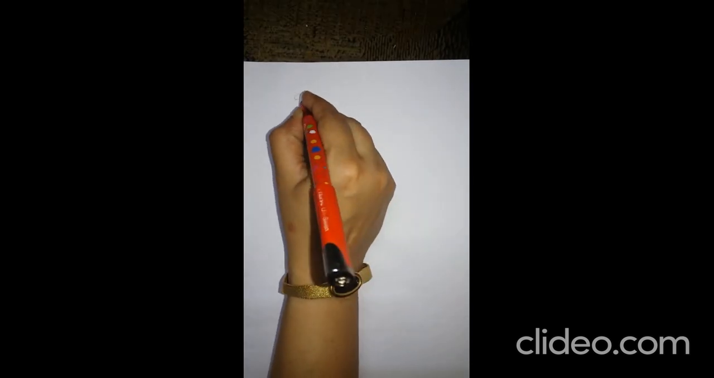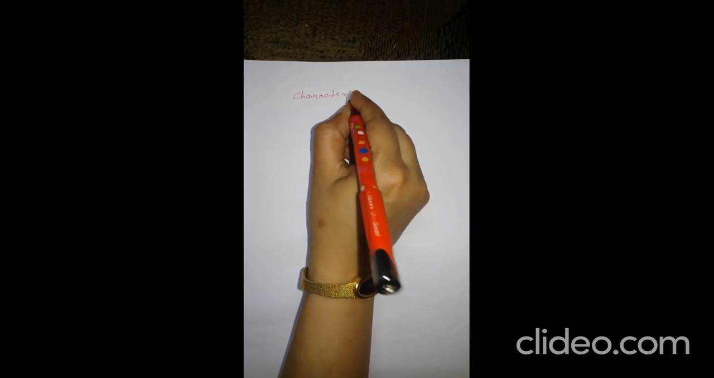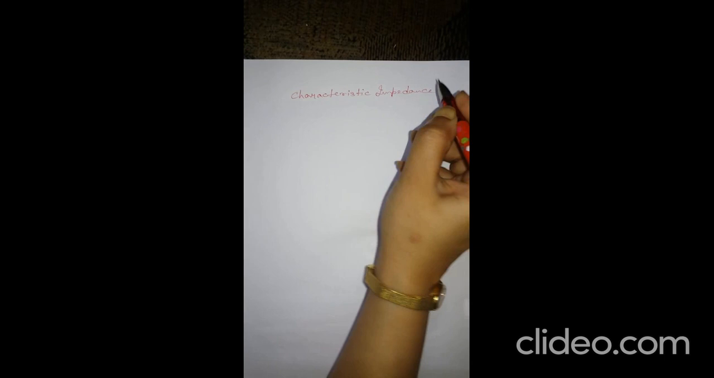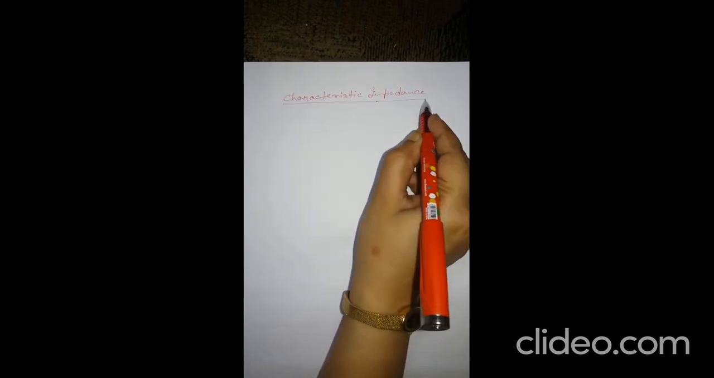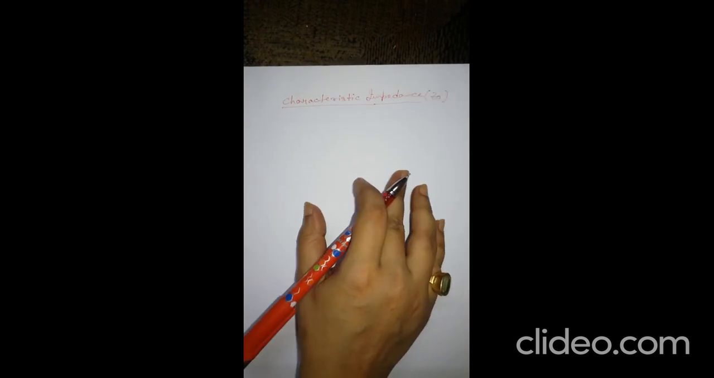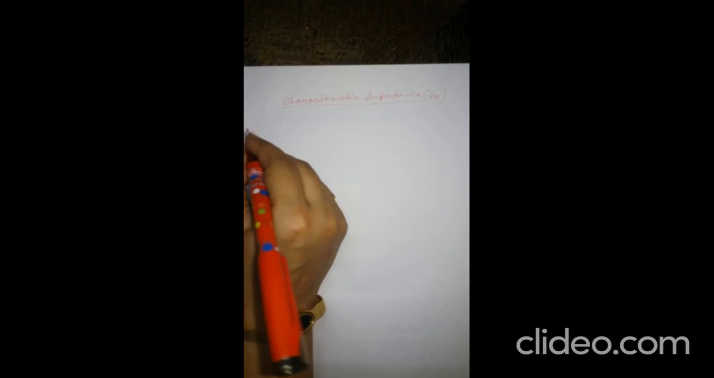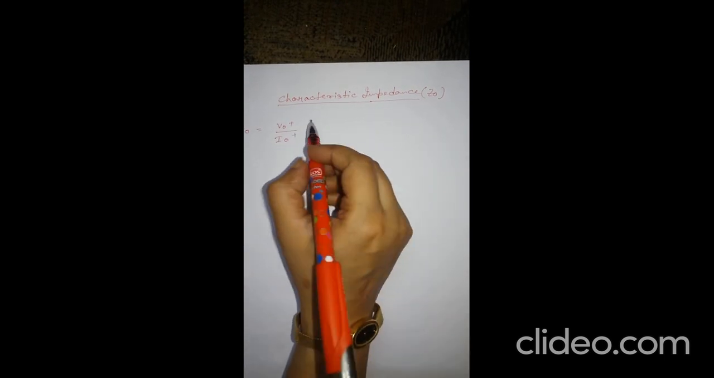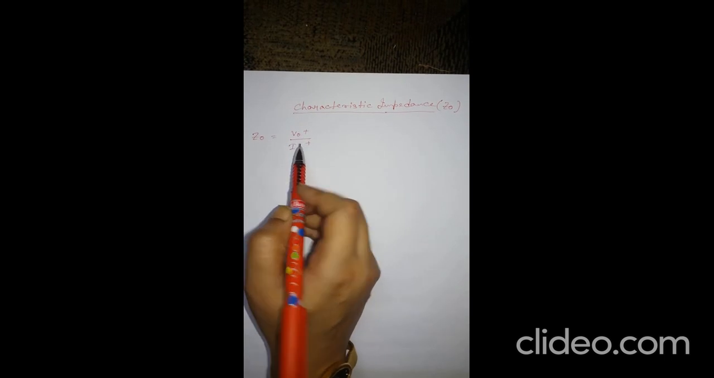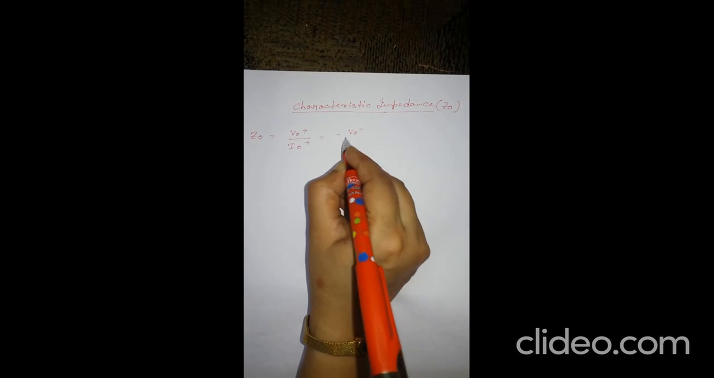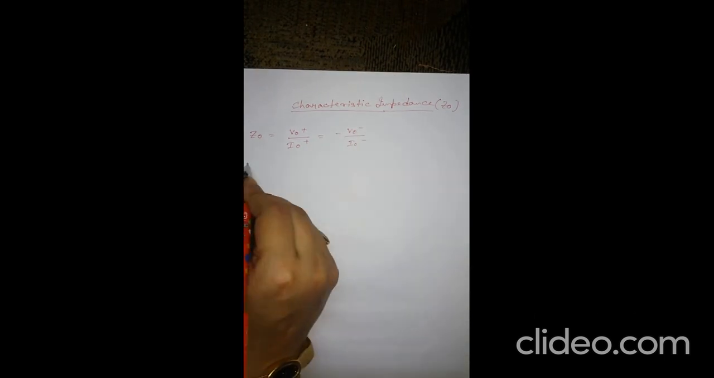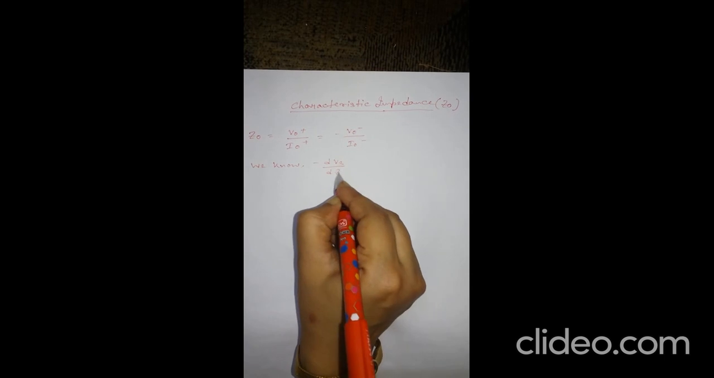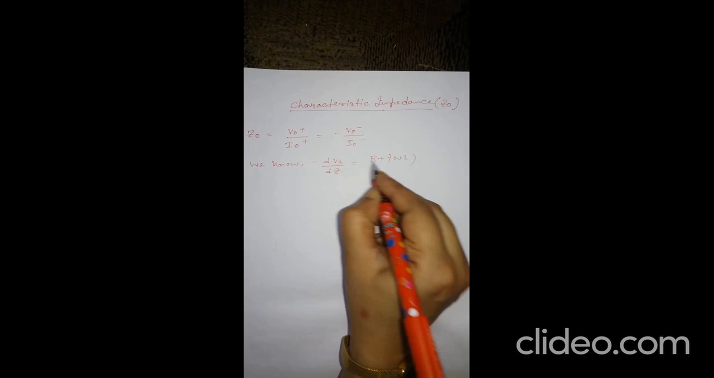Now the topic is characteristic impedance, Z0. The characteristic impedance of the line is the ratio of the positively traveling voltage wave to the current wave at any point of the line. So you can write Z0 equal to V0 plus by I0 plus, or minus V0 minus by I0 minus. From the previous equation we know that minus dVs by dz is equal to (R plus j omega L) Is.